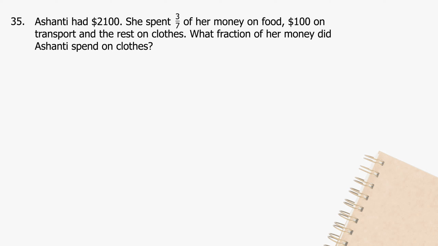Question 35. Ashanti had $2,100. She spent 3/7 of her money on food, $100 on transport, and the rest on clothes. What fraction of her money did Ashanti spend on clothes?